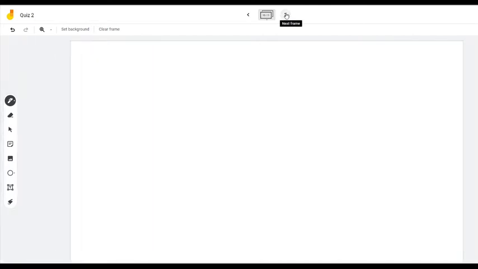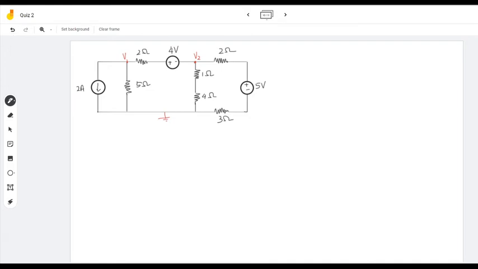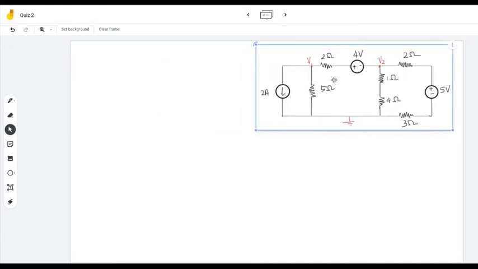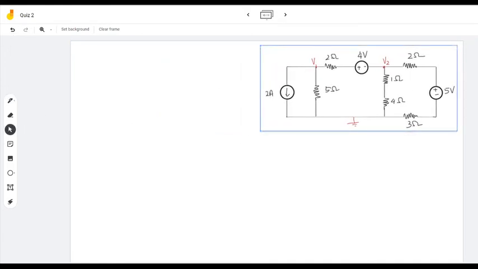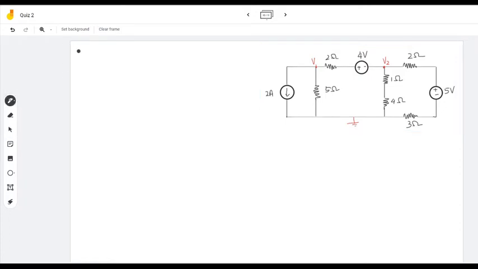The next one is by 5 volt. Same way, I'm going to repeat the same step.